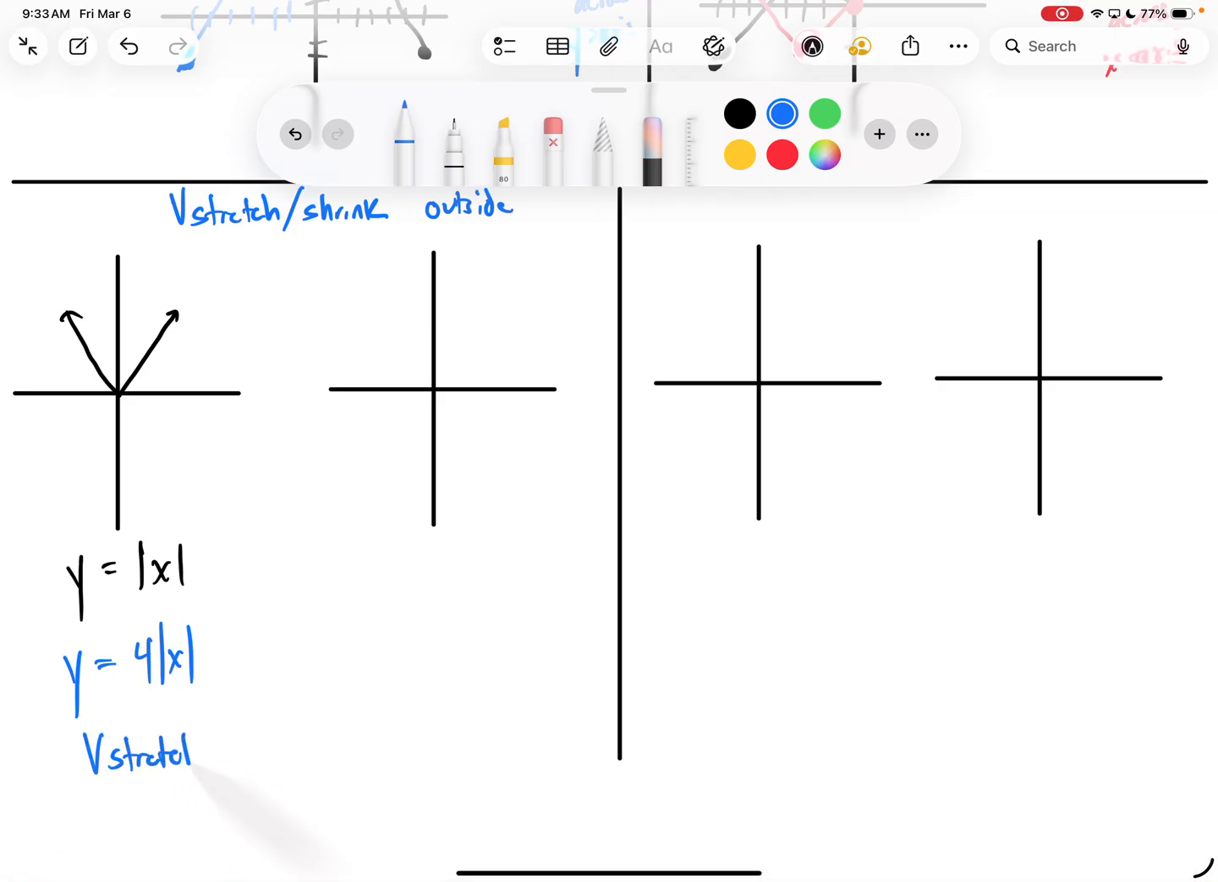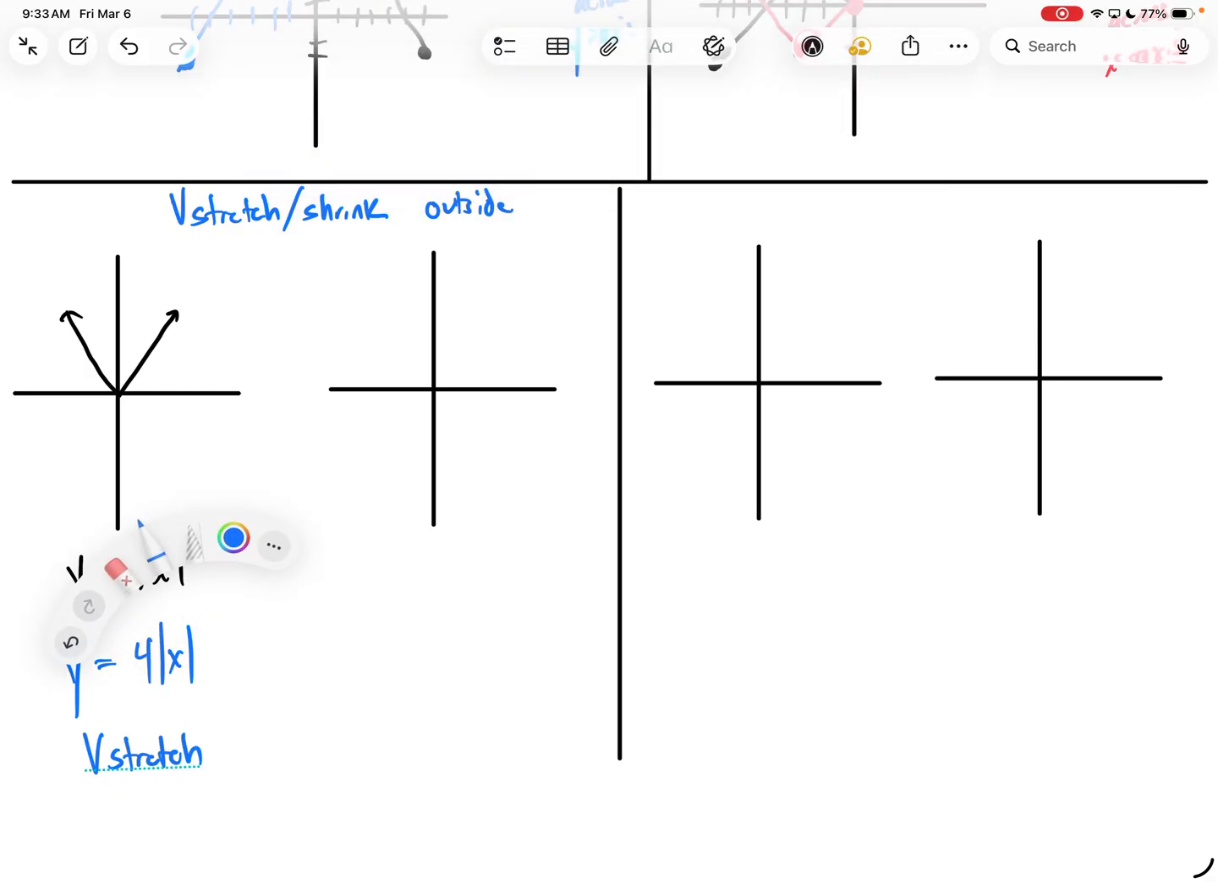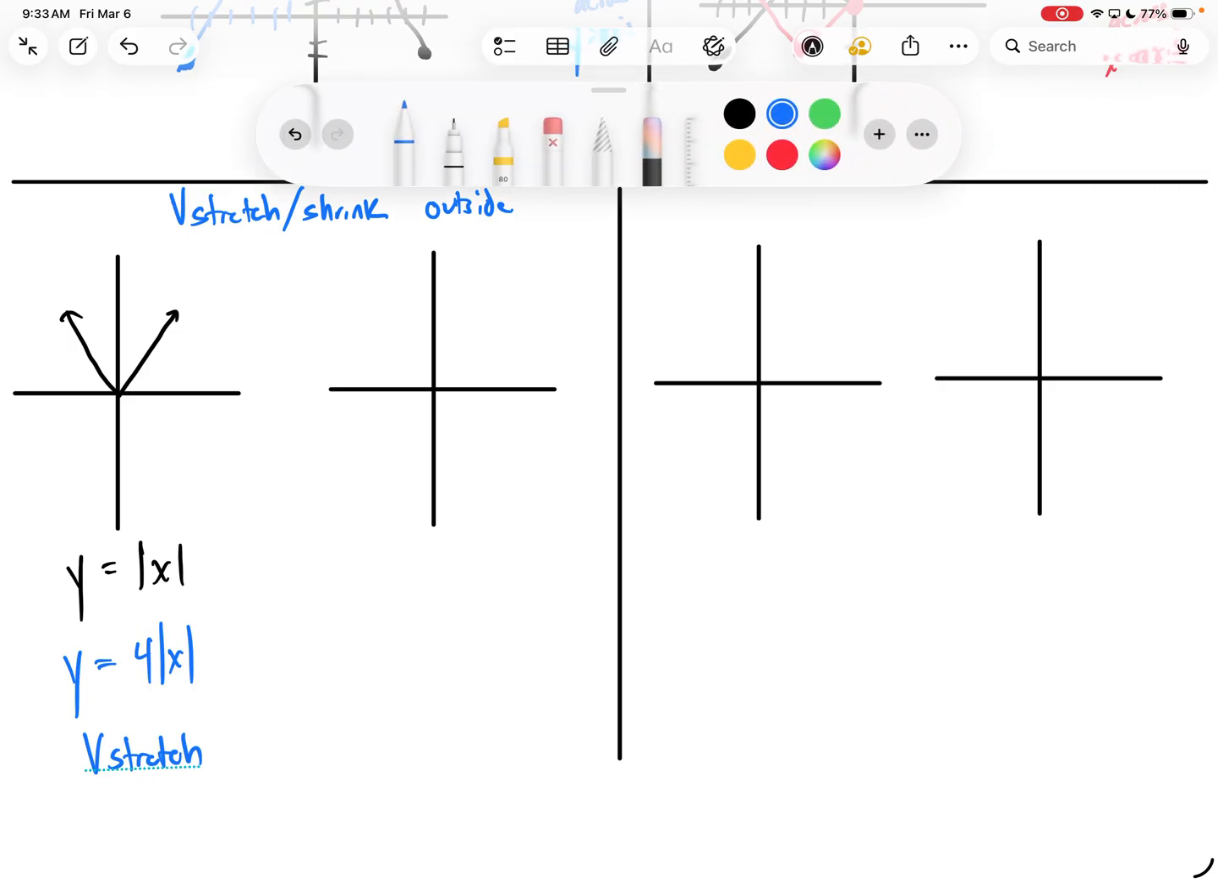It's going to vertically stretch it. What that means is I grab the top of the graph and the bottom of the graph and I stretch it. The other way to think about this is it's going to go up 4 times as fast because I'm multiplying everything by 4. So the graph like this is going to look more like this. It's going to go up 4 times as fast as the other one. Okay?